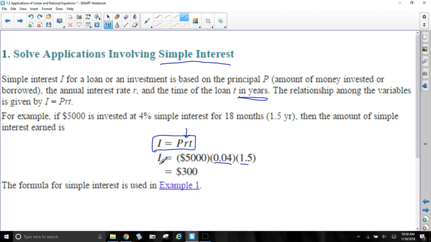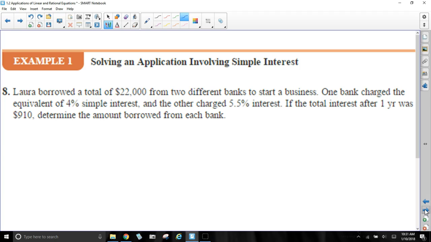So the amount of interest that is earned on a $5,000 investment at 4% interest for 18 months, also known as a year and a half, is the product of these numbers. Principal times rate times time. That comes out to be $300. Okay, let's look at our example on the next page.